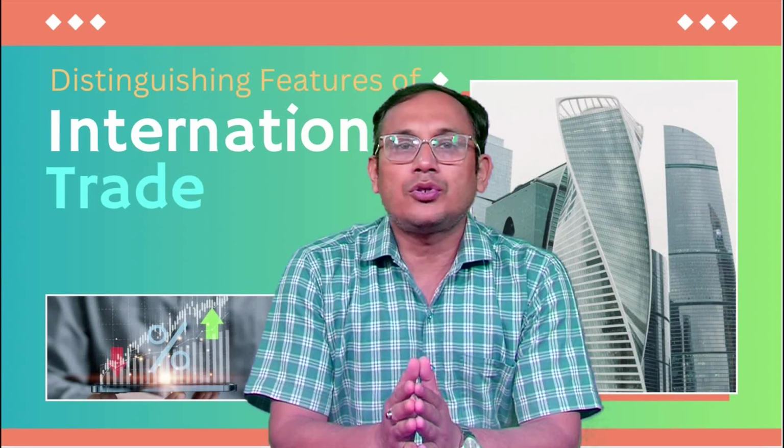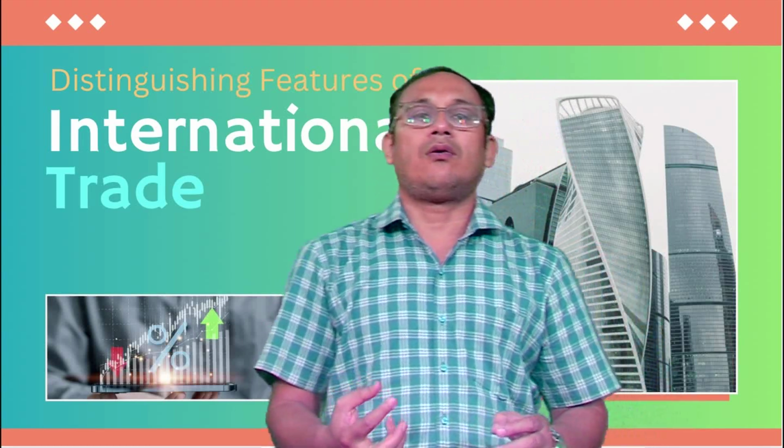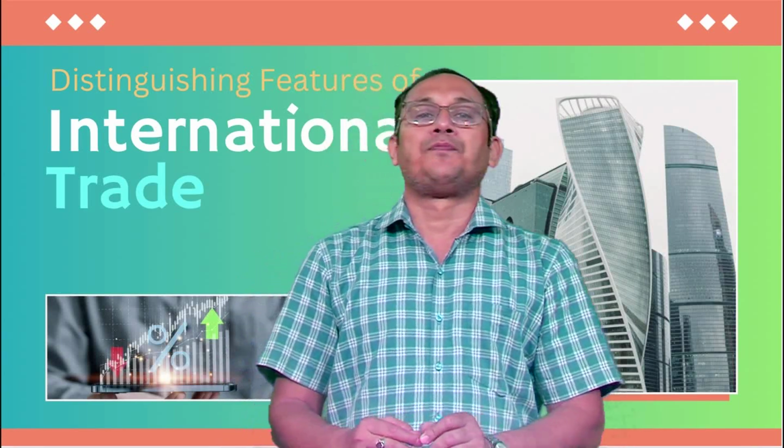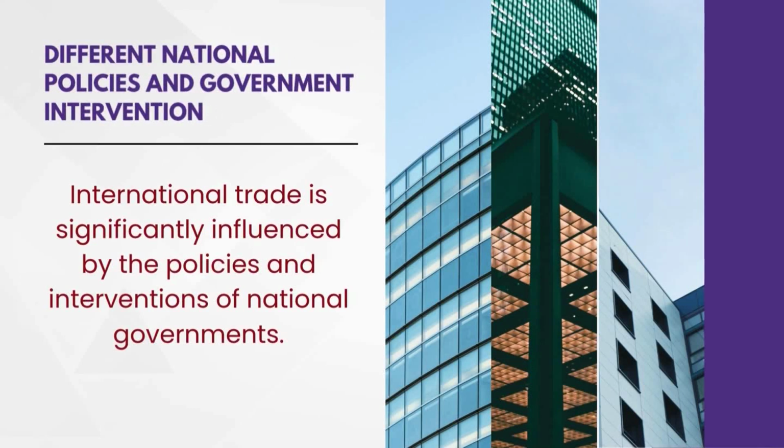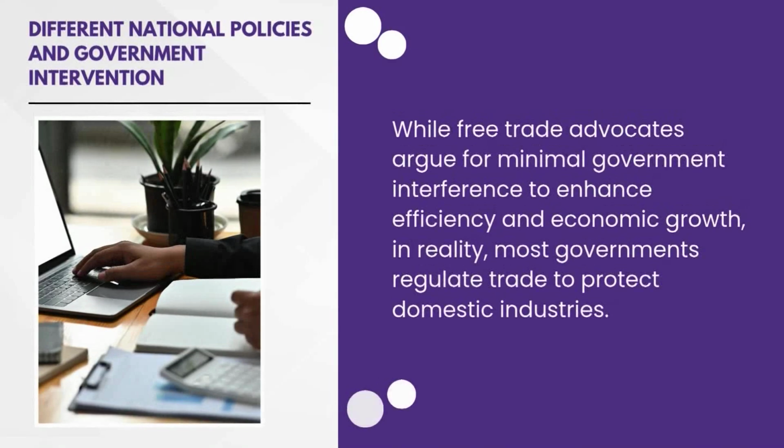Now, another important feature of international trade is different national policies and government intervention. Each country has its own set of priorities, its own set of policies, its own set of government intervention. Those policies have to be discussed in detail in the case of international trade, so that we have an idea about the nature, volume, and extent of international trade. International trade is significantly influenced by the different policies and interventions of different countries. Basically, that is why free trade advocates argue for minimal government interference to enhance efficiency and economic growth.